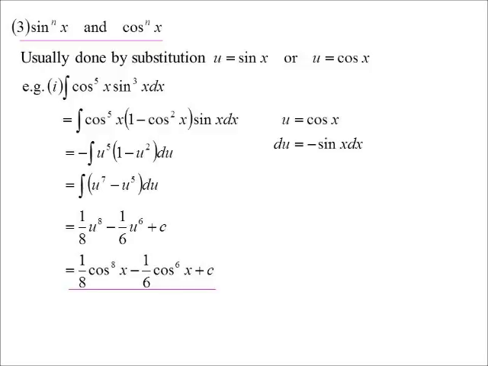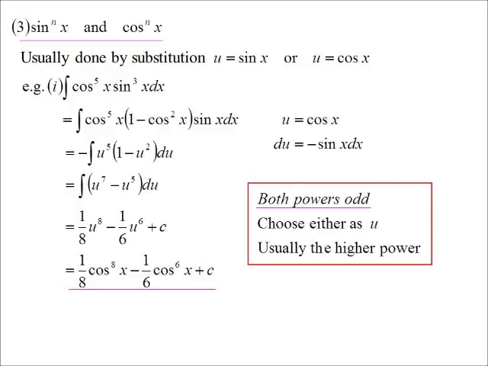Okay? So if they're both odd powers, then I'm going to choose the higher power to be the substitution, which means it's the lower power that I'm going to factorise out. Okay? So when I say the higher power, that's what I'm choosing for u. So in other words, the lower power is what I end up factorising out. So all right, that's if they're both odd.